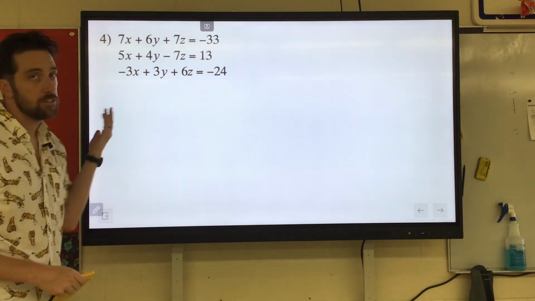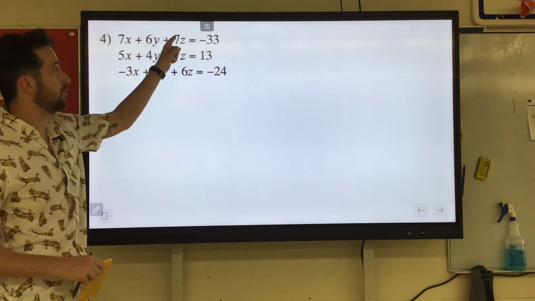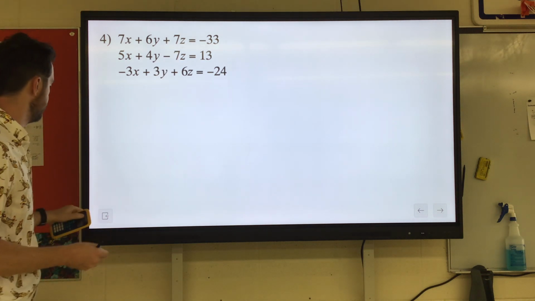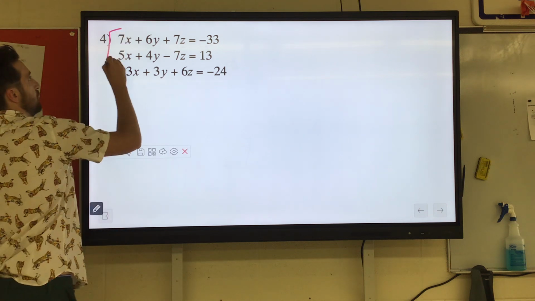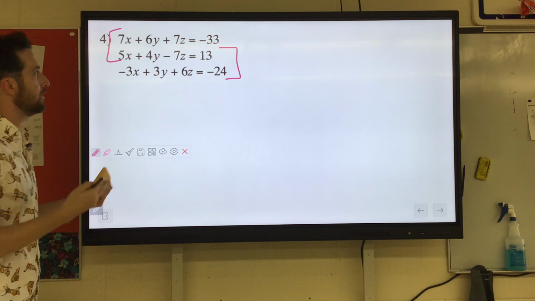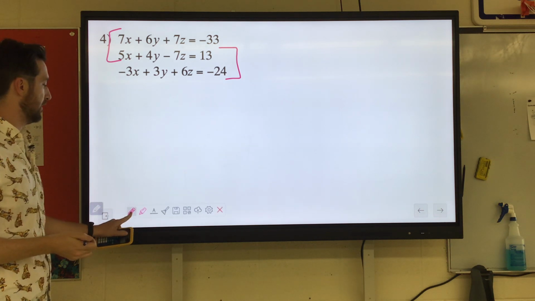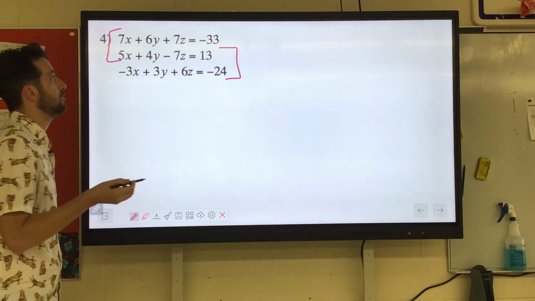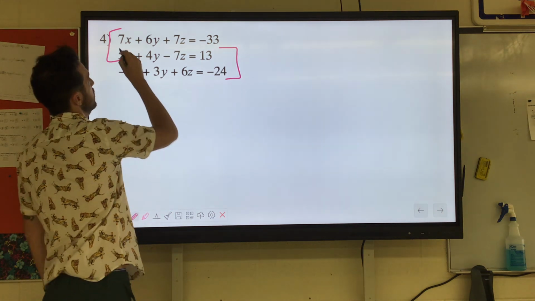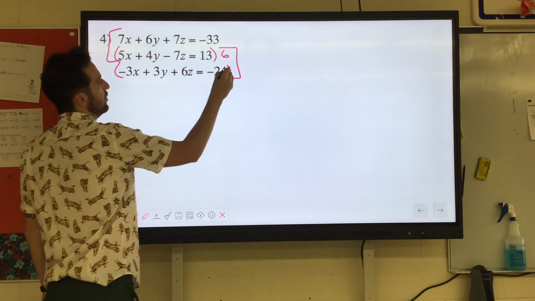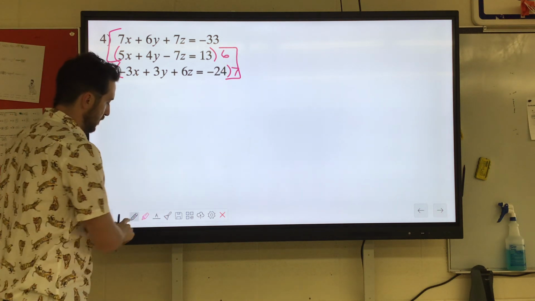To me, it looks easiest to get rid of the z's because the first two will already cancel out. So let's do that. We'll pair up the first two. We don't even need to multiply them. But the second and third, 7 and 6, they don't have any common factors. So we're just going to multiply 7 times 6, which is 42. So we're going to have to hit the second equation with a 6, the third equation with a 7, and then we should be good to go.